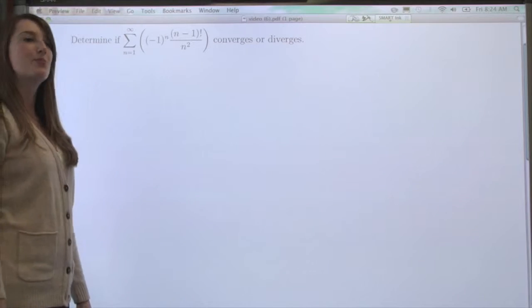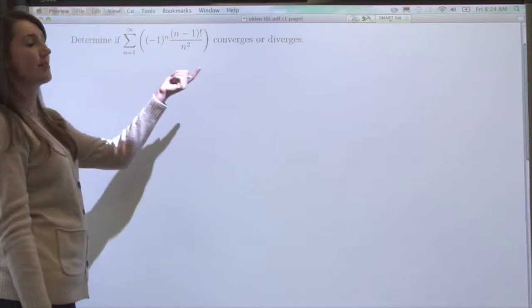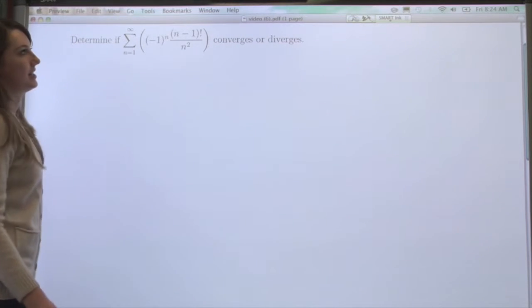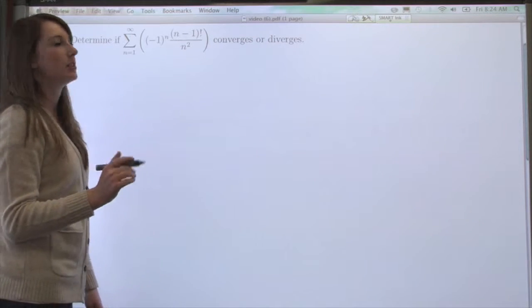Hi, I'm Jackie. This week's problem asks us to determine if this series converges or diverges. So looking at it, since there's a factorial, I'm probably going to use the ratio test.